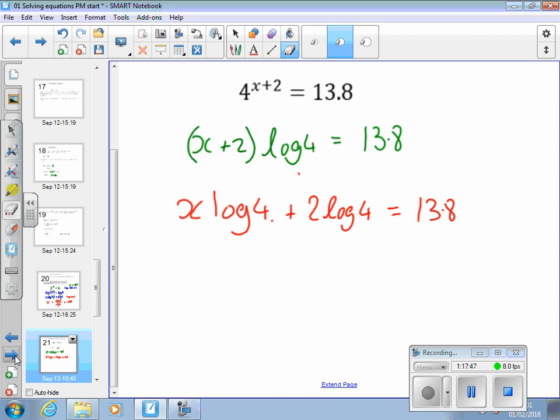I'll tell you what I'm going to do, guys, I'm going to check that out, and we'll sort it out next week, okay? There's something strange about that, because I can't see anything wrong with dividing through by log 4 to make it 13.8 over log 4. I'm going to check that one out, and then we'll make sure we got that right next week. Okay, here's the answer.